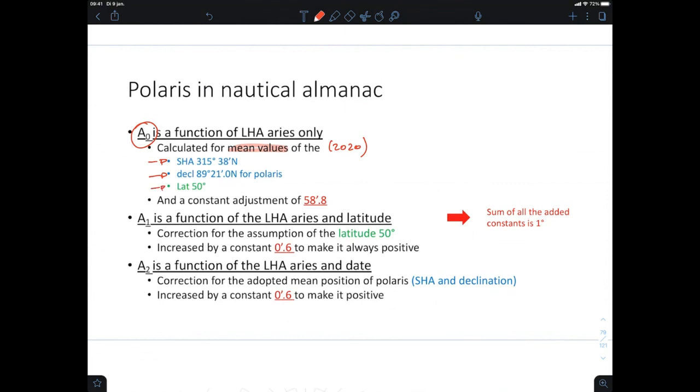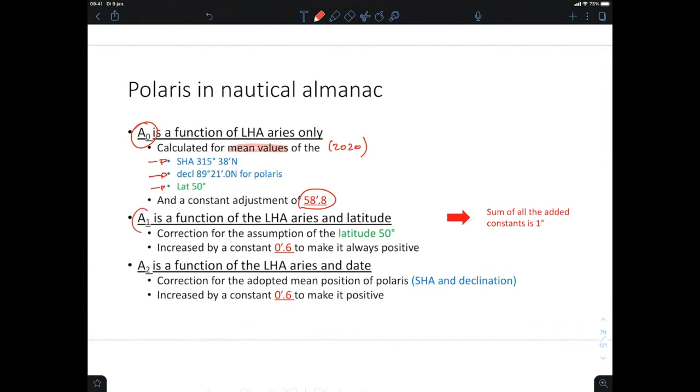The correction that you get there, in order to keep it always positive, which is easier for calculation methods, what they do is add a constant value. You don't have to do this, it's added to the correction in the tables of the nautical almanac. A constant value of 58.8 is added. Well, that is the first correction in function of the LHA of Aries.